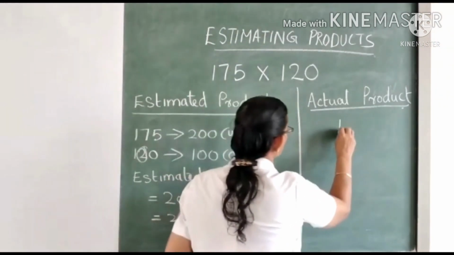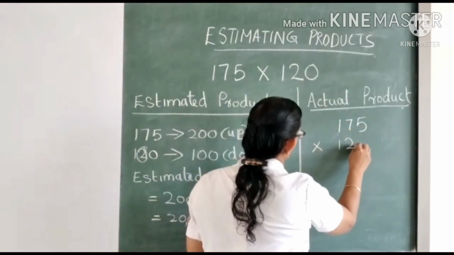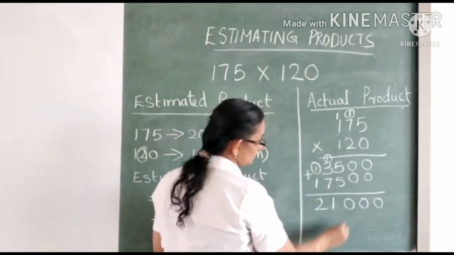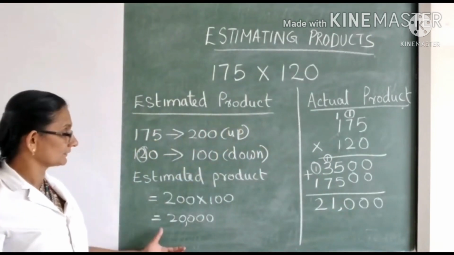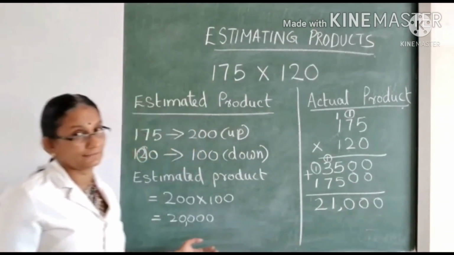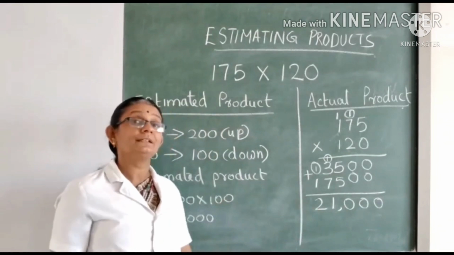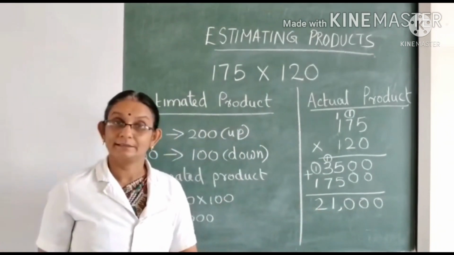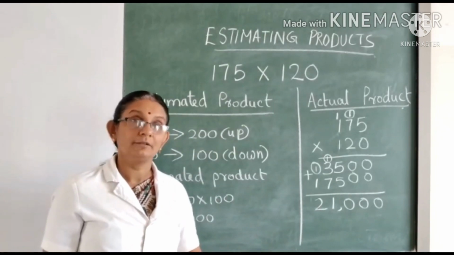Now let me find out what is the actual product. So the actual product is multiplying the number 175 with 120. You get the answer as 21,000. You can see that both the answers are almost the same. This is approximately the same. So in this way, we can estimate product of numbers. Children, I hope you have understood.